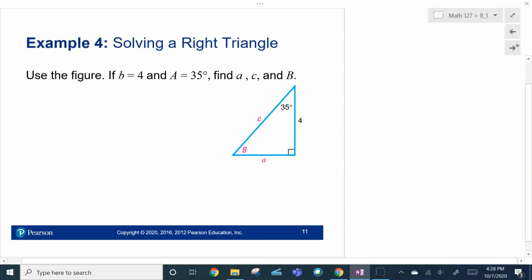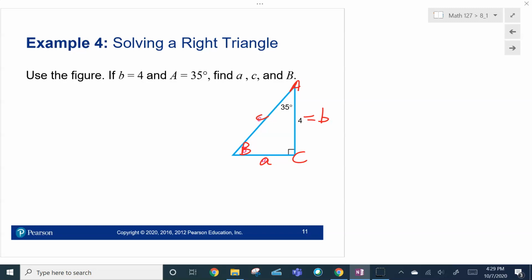Alright, use the figure. If b is 4, lowercase b, so there's our lowercase b opposite the capital B, the angle B. If angle A, so here's our angle A, is 35 degrees, then lowercase a would be opposite that. This is our capital C, our 90 degrees, so lowercase c is the hypotenuse there. So b is 4, angle A is 35 degrees, find a, c, and B.